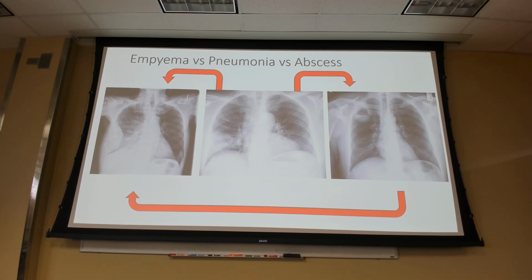And then we have the empyema, which is more in the pleural space and on the chest wall. So chest x-ray is a great way to differentiate. Since the empyema can sometimes look like the abscess, depending on the location, we may get a CT scan to help us differentiate these.